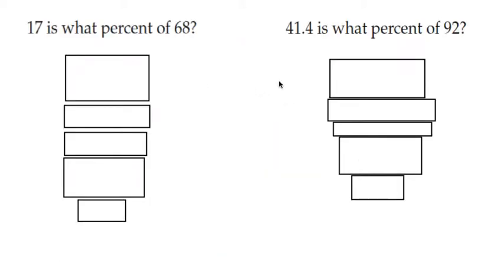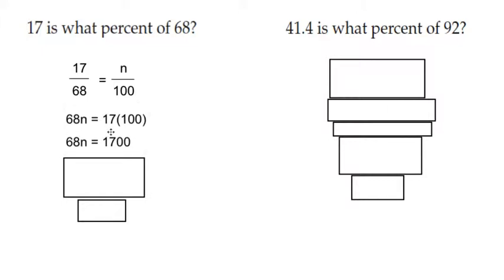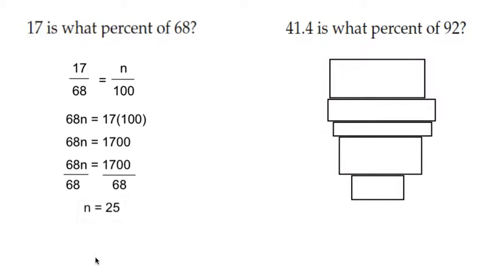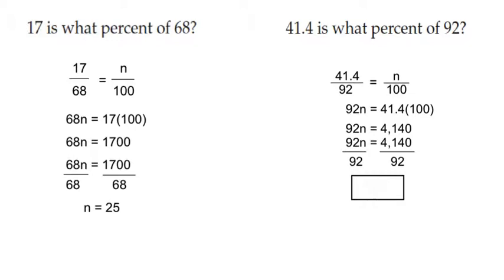Here are two more examples. 17 is what percent of 68? So remember, is over of, 17 is on top, of is 68 on the bottom. We're looking for what percent over 100. Cross multiplying, I'm going to buzz through these pretty quickly. We get that, and we end up with n equal to 25. On the right hand side, 41.4 goes with is. Of is 92, so it's 41.4 over 92 equals n over 100. Cross multiplying and dividing and solving, we get n equal to 45.